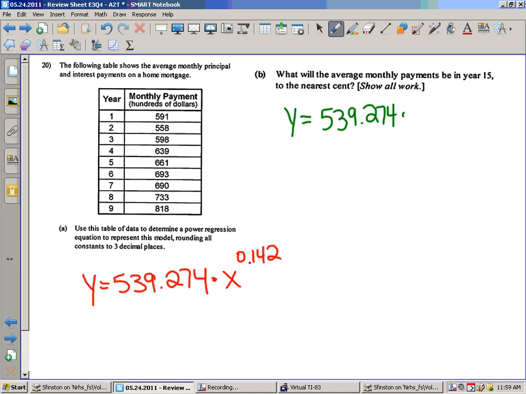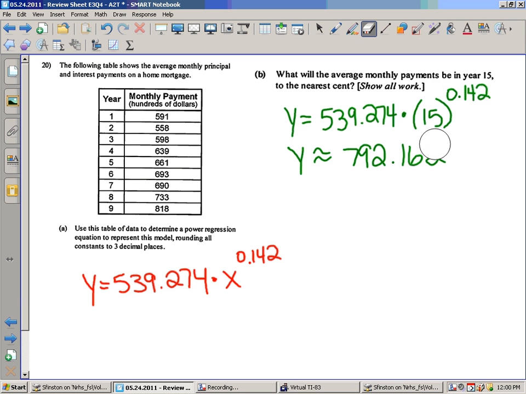539.274 times 15 raised to the 0.0142. Let's throw it in the calculator. And it is approximately $792.162. To the nearest cent. Sorry about that. So the nearest cent is $792.16.